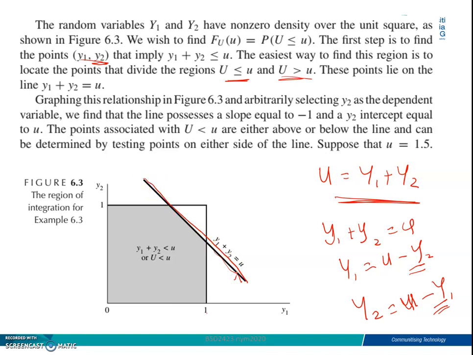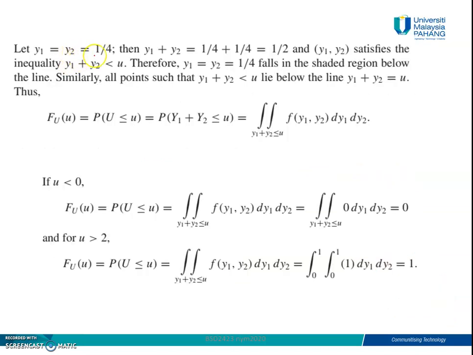The points associated with U less than u, whether above or below the line, can be determined by testing a point. We have this line based on the -1 slope, but we want to see whether the points associated with U less than u are above or below the line. How? Let's say u is equal to 1.5, and you let Y1, Y2 equal 1/4. Then Y1 plus Y2 is 1/4 plus 1/4, which is a half, 0.5, which is less than 1.5, isn't it?